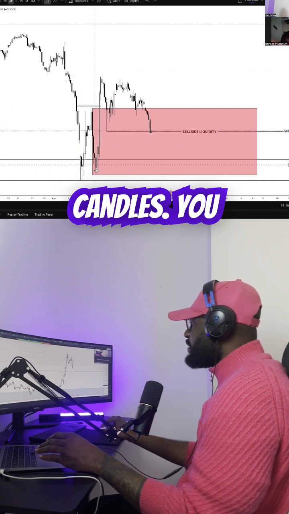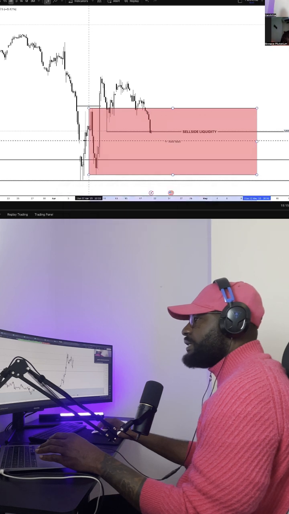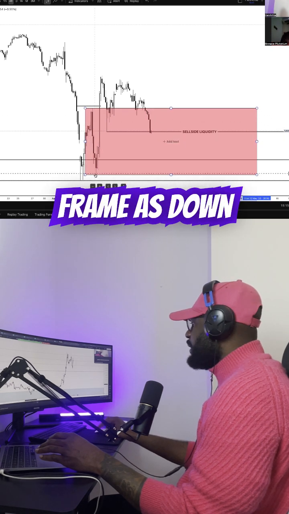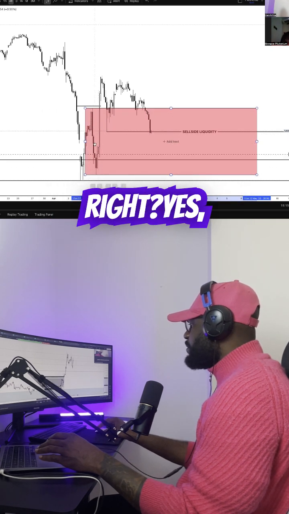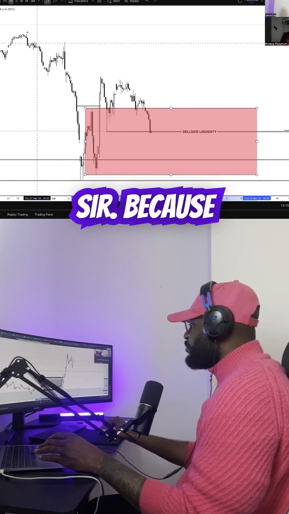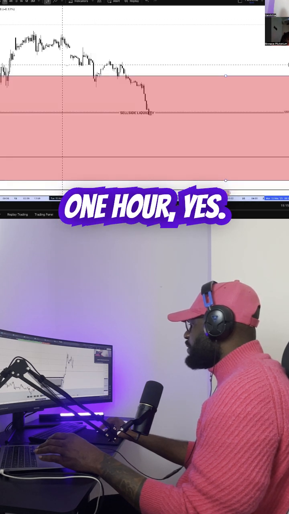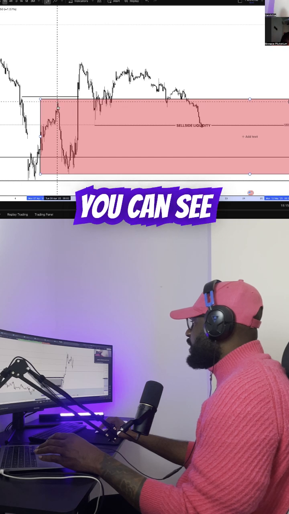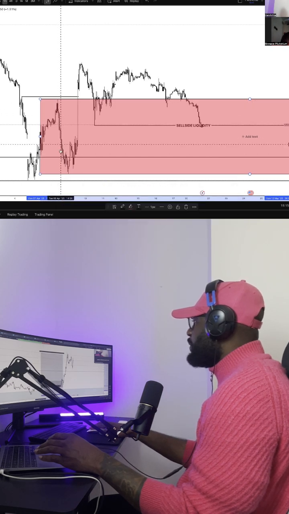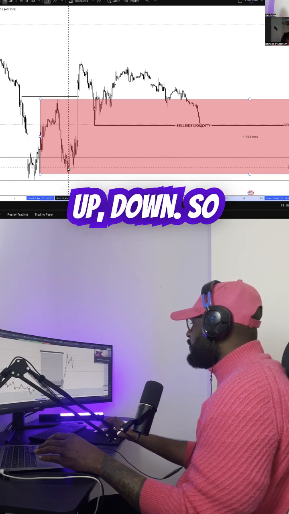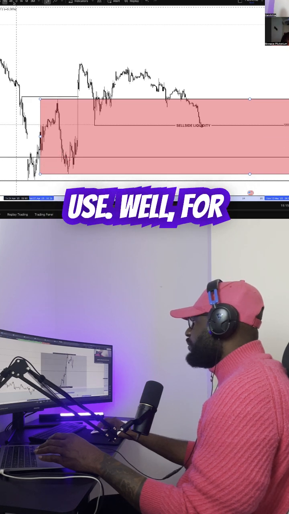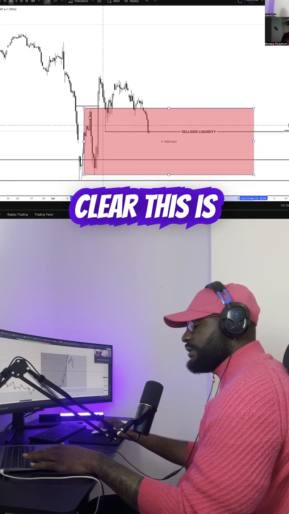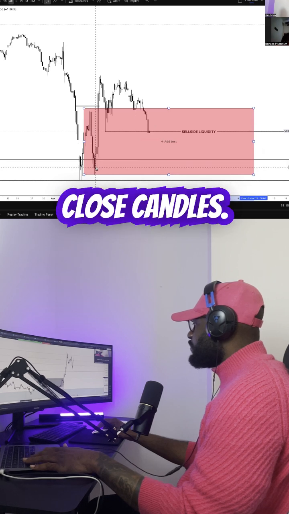This last down close candles, you can see that it's a 4-hour time frame, last down close candles, right? Because if you go to 1 hour, you can see it's a little bit confusing. It went down, up, down. So you don't know which one to use. But 4 hour, it is very clear. This is the last down close candles.